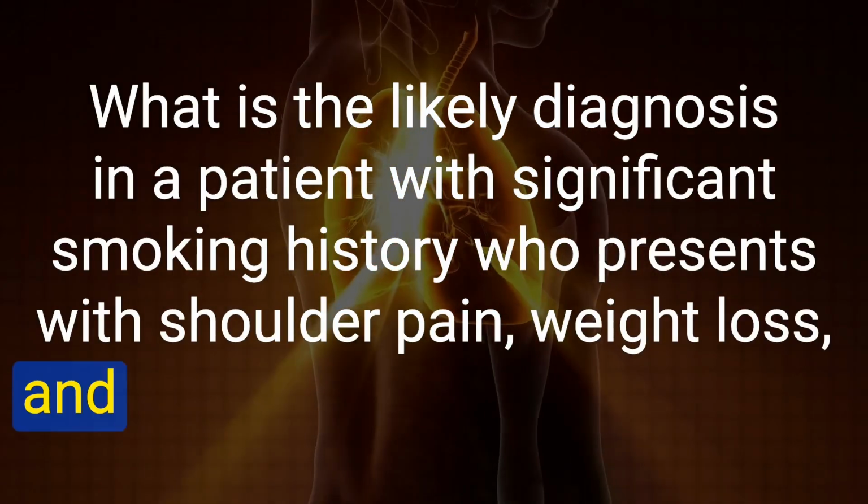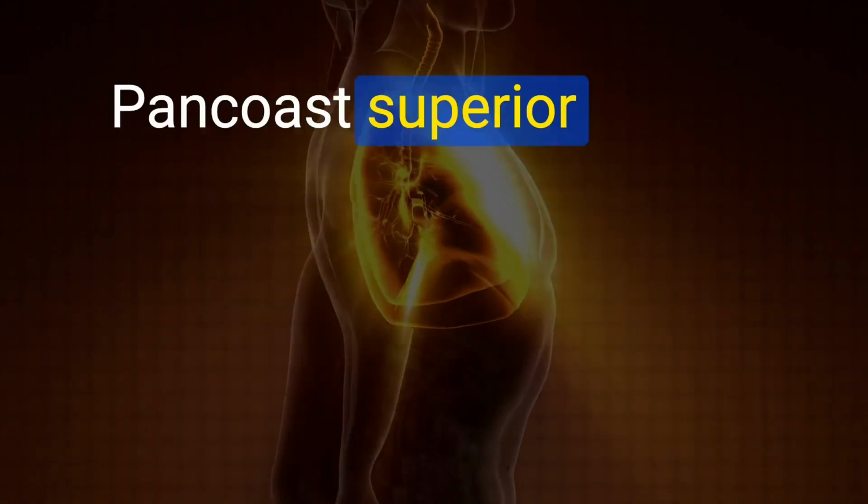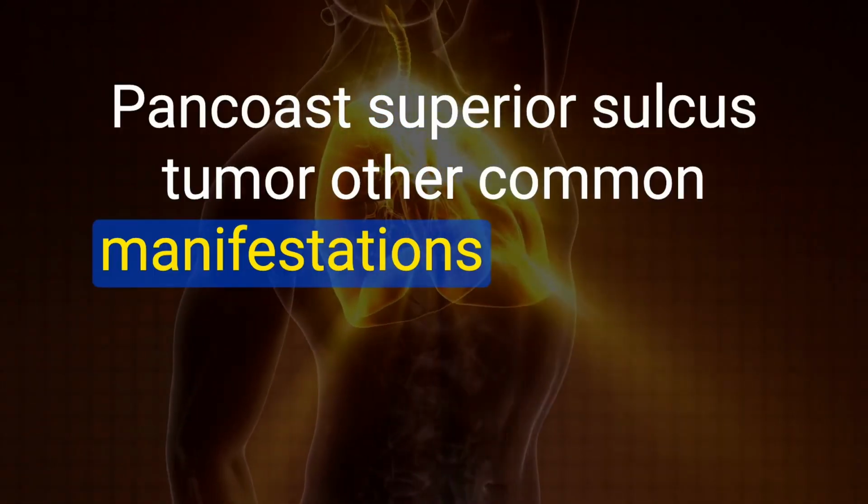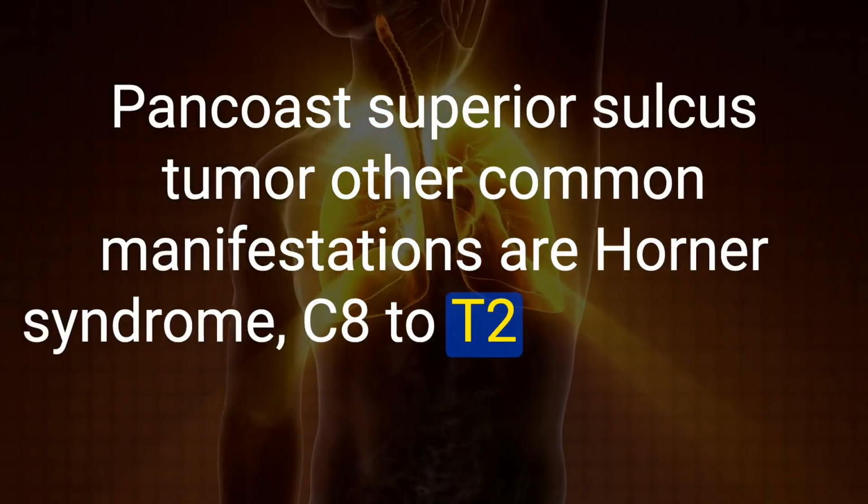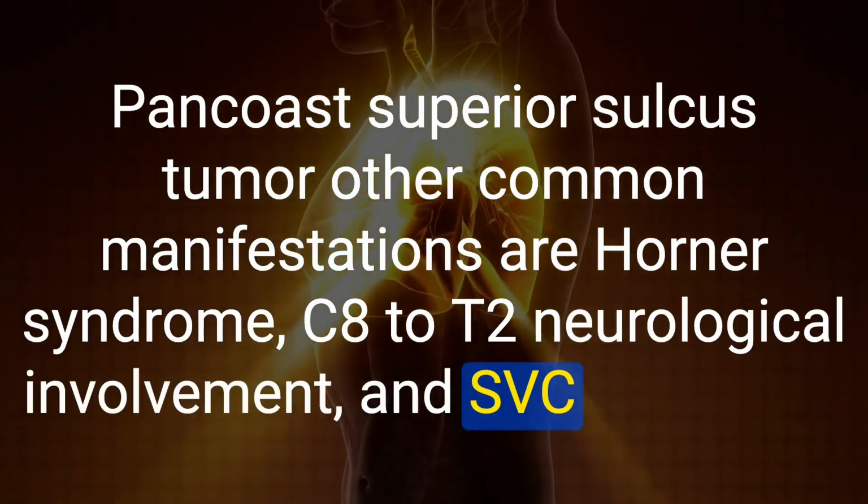pain, weight loss, and the imaging findings below? Pancoast superior sulcus tumor. Other common manifestations are Horner syndrome, C8 to T2 neurological involvement, and SVC syndrome.